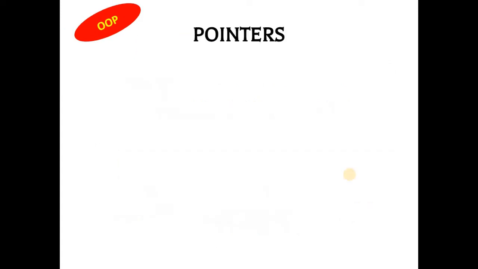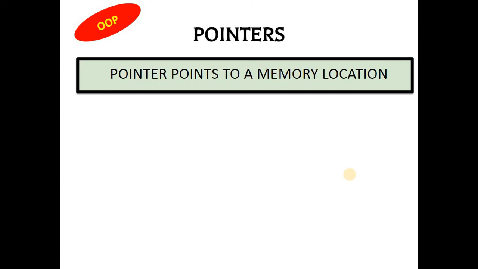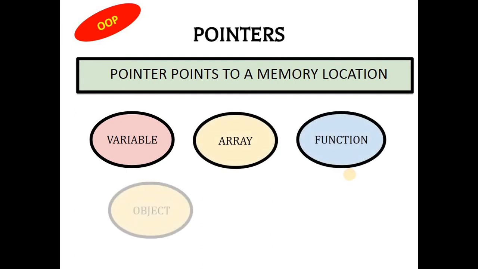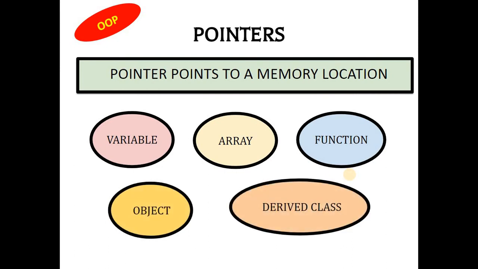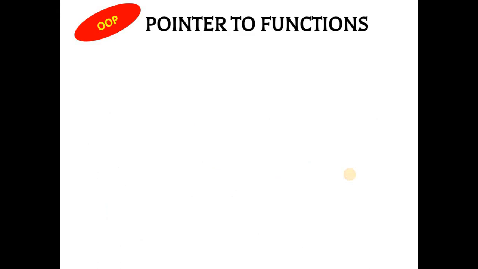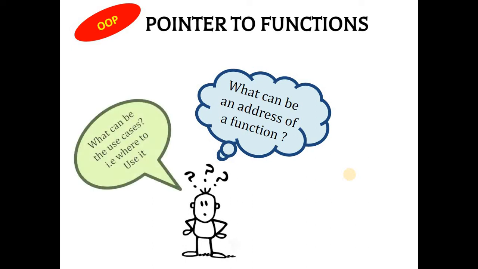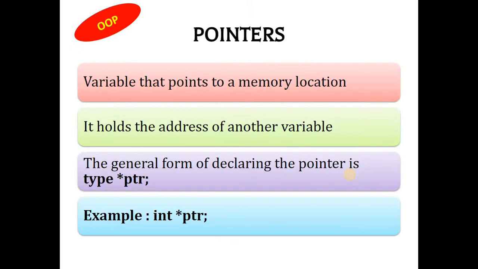So, let us understand pointers. As we already know, a pointer points to a memory location which can be either a variable or an array, but a pointer can also point to the memory location of a function, of an object, or of a derived class object. When a pointer is pointing to a function, the question is what the address of a function can be. So, what are the use cases, that is, where do we use pointers to functions?